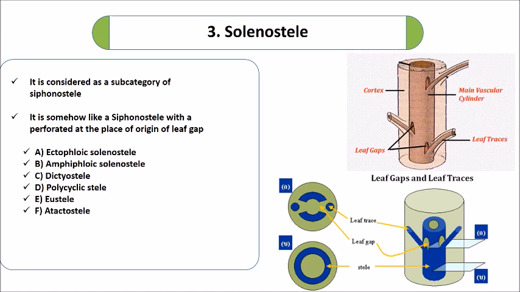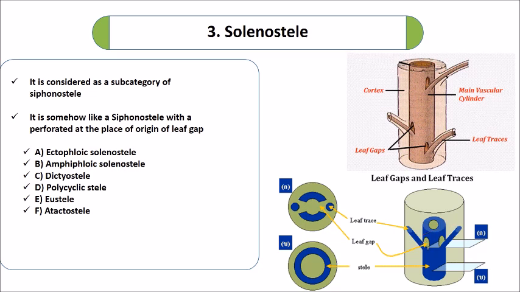Then come to the Solenostele. If you see Solenostele, it is differentiated by the presence of the leaf gap. It is nothing but the Siphonostele having leaf gap. This is Siphonostele and this is Solenostele. In Siphonostele there is no leaf gap, but here there is a leaf gap. Got it? I have already described how the leaf gap is produced due to the presence of the leaf traces, and the leaf gap is here.